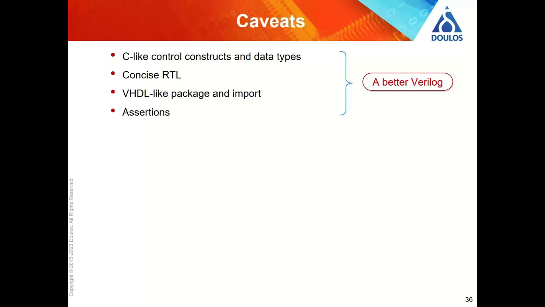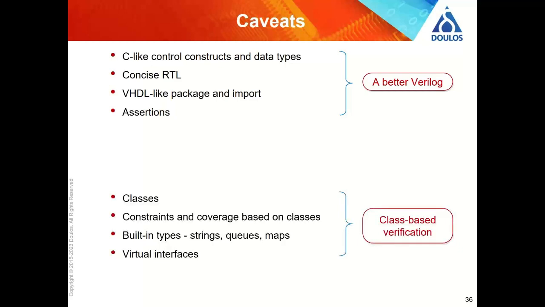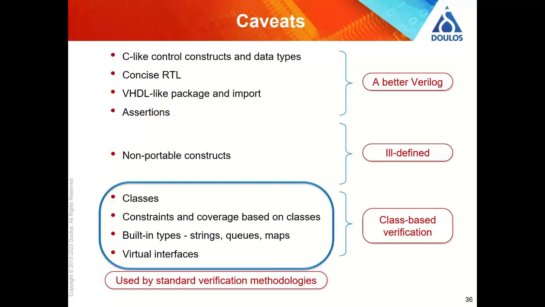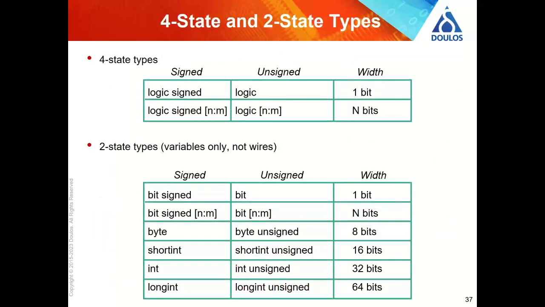Parts of SystemVerilog are simply improvements on Verilog, things that were missing from, say, VHDL, or things that could be added from C. The classes and the other testbench verification features are completely new compared to Verilog. And then there's some stuff in the middle which we're not going to talk about, historical baggage that's been picked up. So the class-based verification bits are the bits of interest.